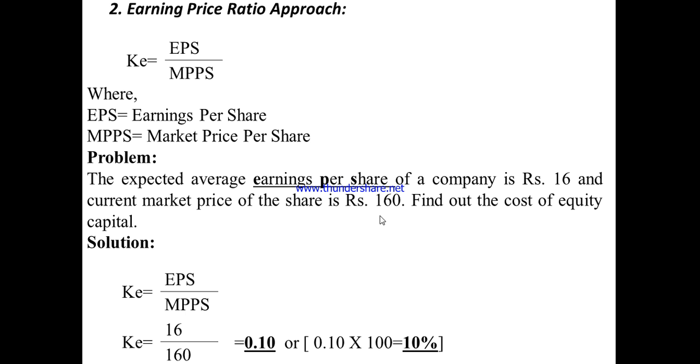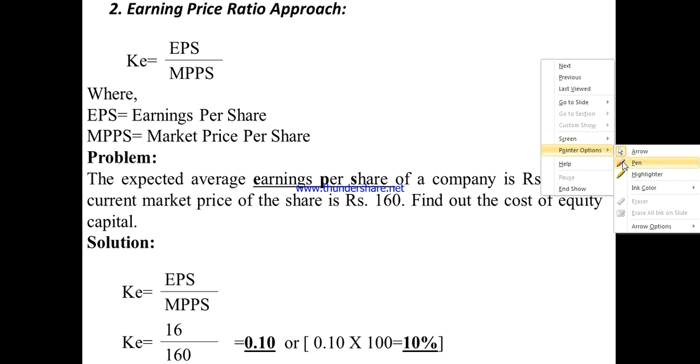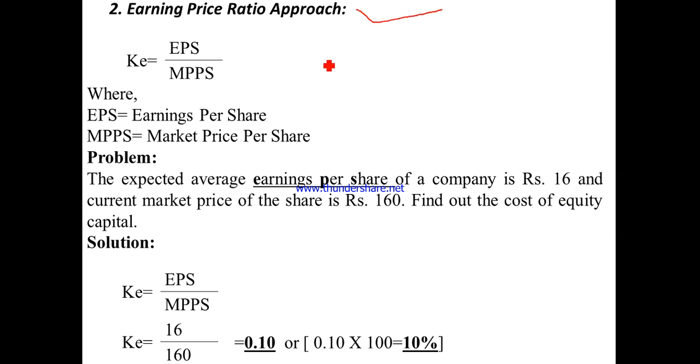So this is how the cost of equity is calculated in the case of the dividend yield method. Now let us see the earning price ratio approach. The formula is cost of equity equals EPS divided by MPPS. EPS stands for earning per share, and MPPS stands for market price per share. Let us see the problem. The expected average EPS of a company is rupees 16 and the current market price of the share is 160. Find out the cost of equity capital.